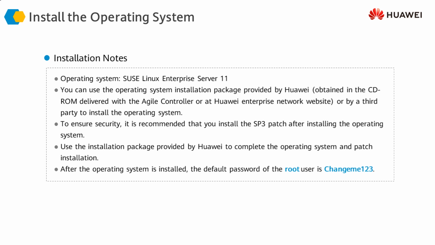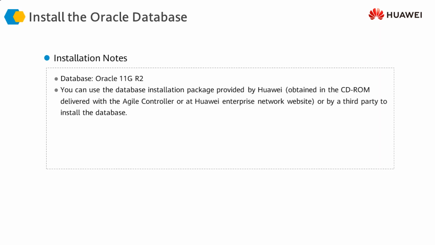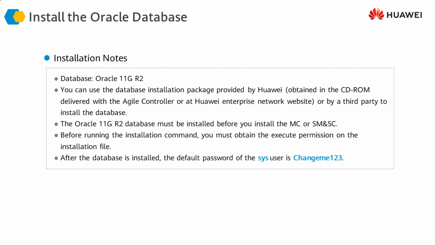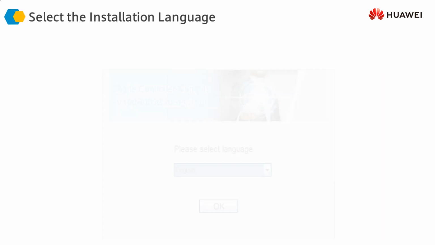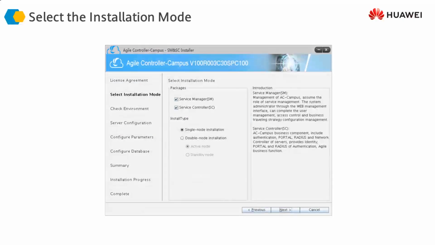This is something for which you can get help from your Huawei documentation or from the documentation of Linux and Oracle side. The Agile controller installation is once again very similar to the Windows environment. You select the language, then you accept the license agreement. Once you've accepted the license agreement, you select which mode you want to install, whether you want to install the service manager only or the service controller only, or both of them. Here we are installing both of them.